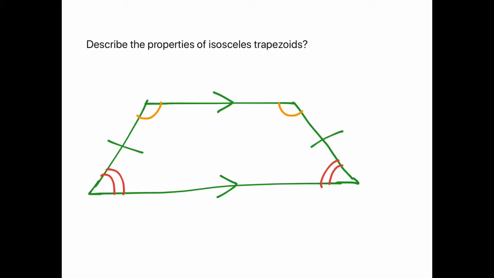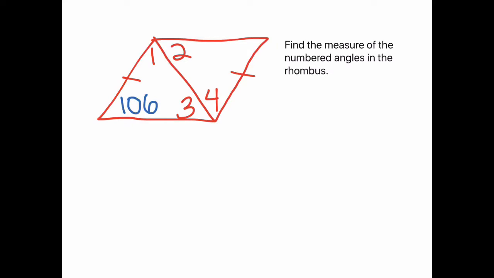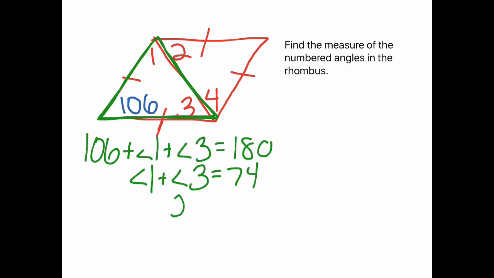And then our last question wants us to find the measure of the numbered angles in the rhombus. So remember that a rhombus has all four sides equal here, and top and bottom are parallel, and left and right are also parallel. If we only look at this triangle here, we actually have an isosceles triangle with a vertex angle of 106. So we can set those equal to 180. And remember, because it's an isosceles triangle, angles 1 and 3 are actually the same. So those two angles are going to equal 74 degrees. And when you divide those both by 2, each of those angles, 1 and 3, are going to be 37 degrees.